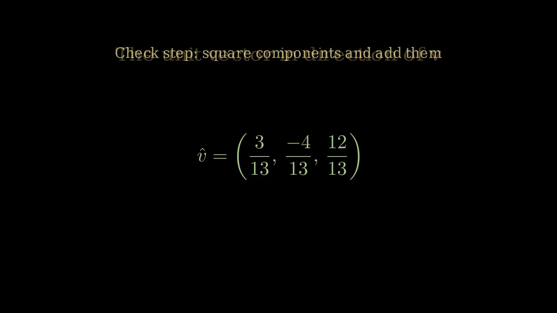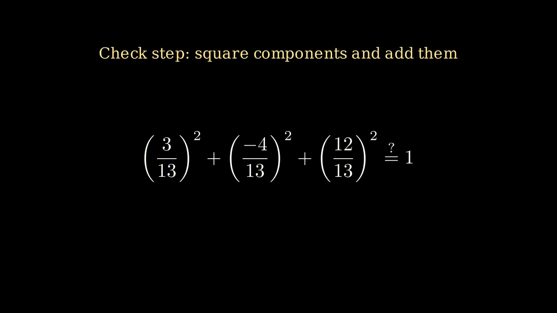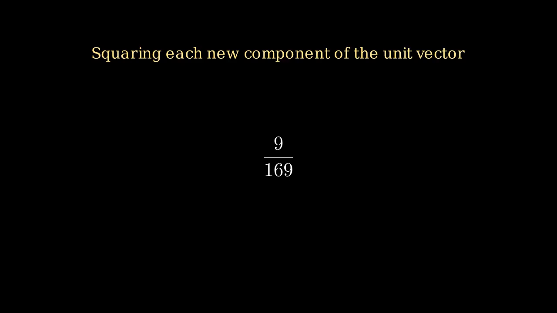Now for the check step, to confirm this is truly a unit vector, we square each new component and add them together, and the result should equal 1. 3/13 squared is 9 over 169. -4/13 squared is 16 over 169. And 12/13 squared is 144 over 169.